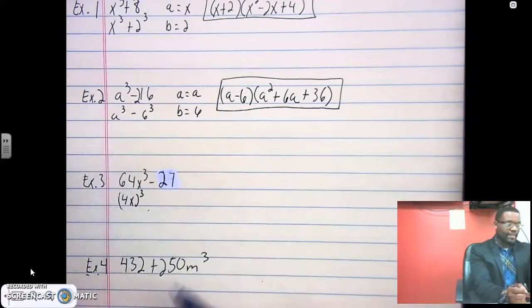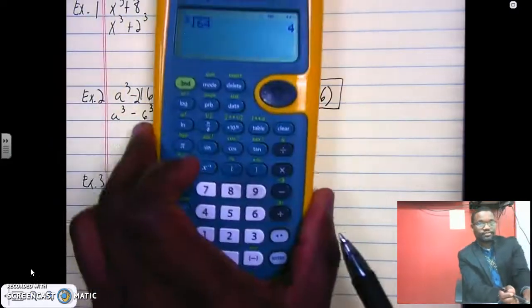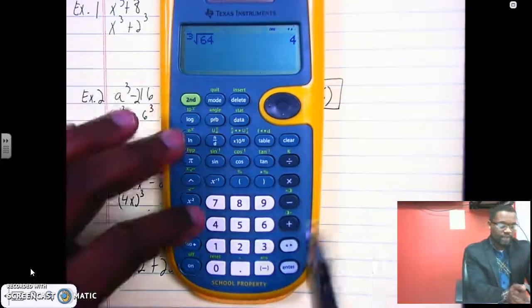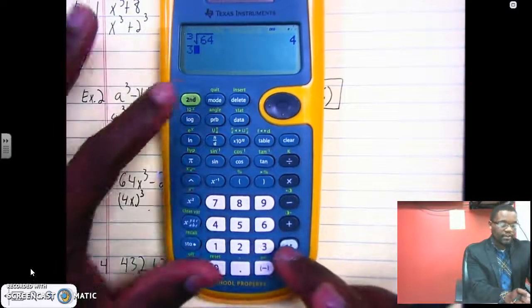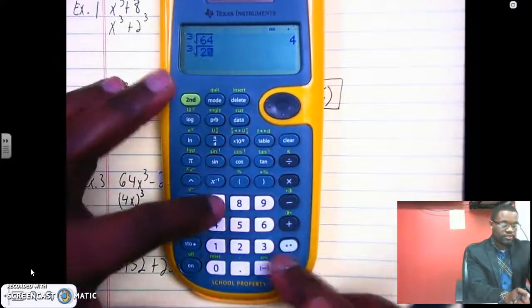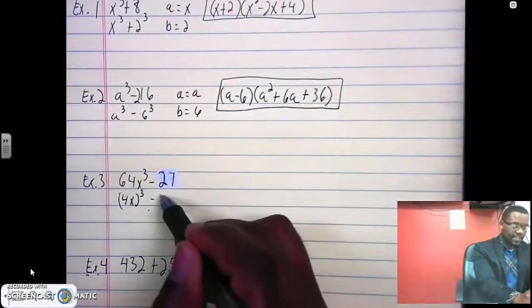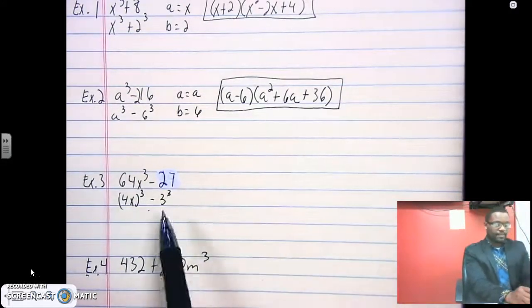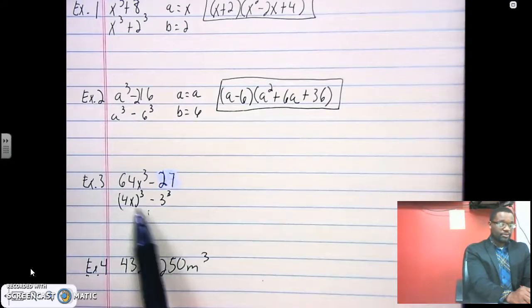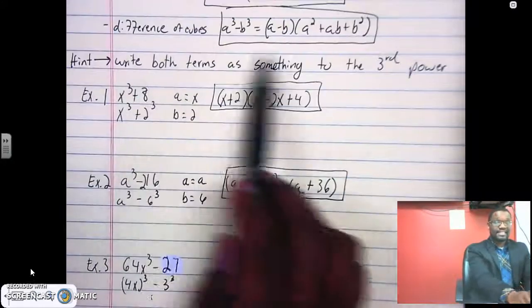All right? Now, can I do 27 and write that as something to the third power? Well, let's see. Even if you already know it, I'm going to show it to you. The cube root of 27 is 3. So that means I can write this as 3 to the third power. And again, I'm able to write those as something to the third power, which again is what my hint says.